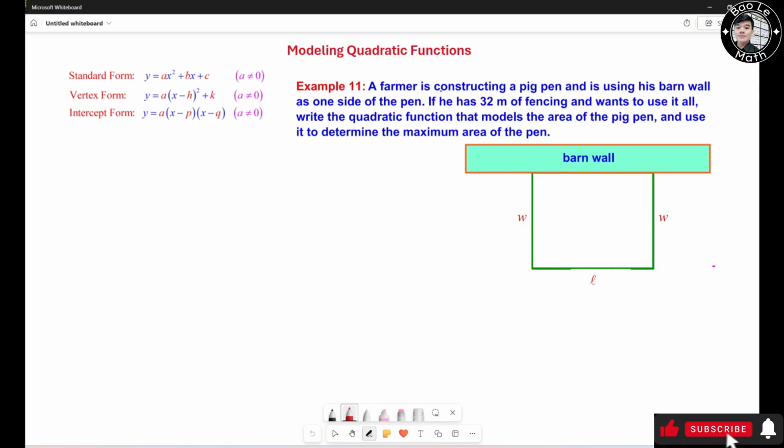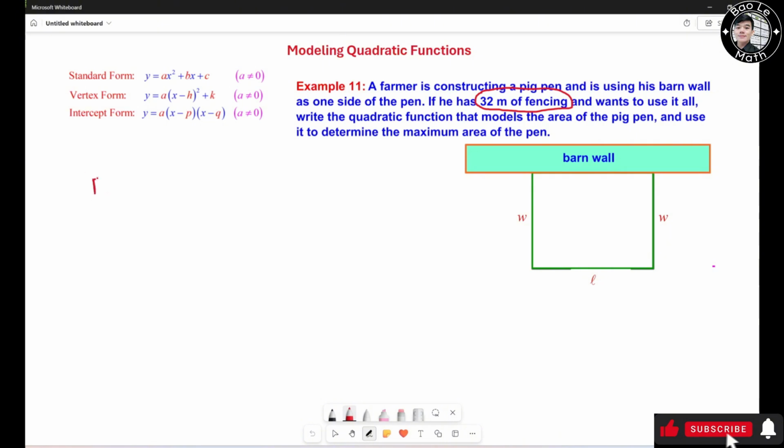A farmer is constructing a pig pen and is using his barn wall as one side of the pen. If he has 32 meters of fencing and wants to use it all, write the quadratic function that models the area of the pig pen and use it to determine the maximum area of the pen. Alright, so basically he has 32 meters of fencing.